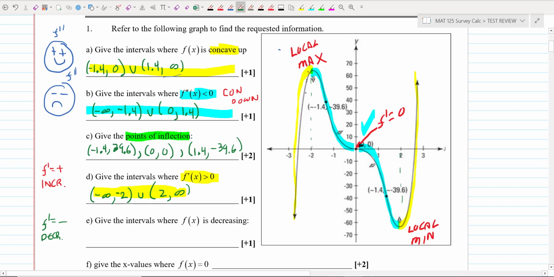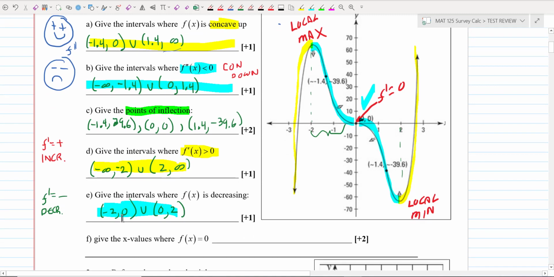So I'm going to break this up into 2 intervals. We're going to go from -2 to 0, and then we're going to go from 0 to 2, and that will answer the question of where this function is decreasing. Okay? All right, that'll wrap that up then.